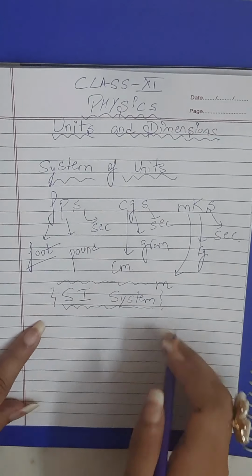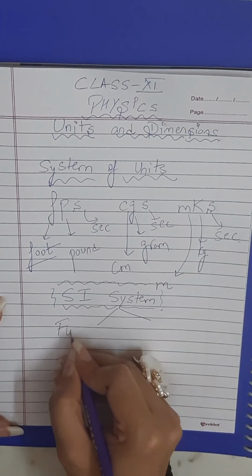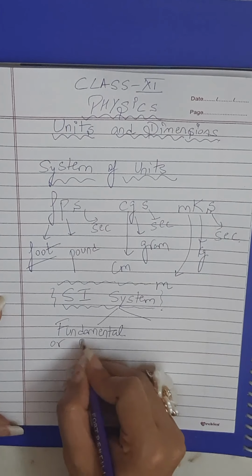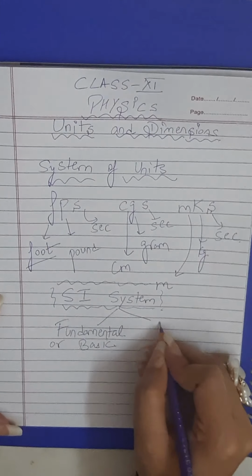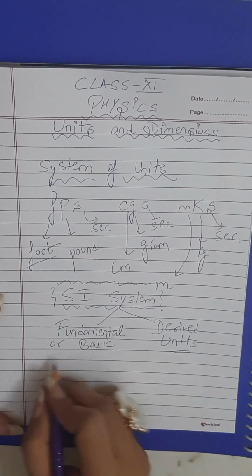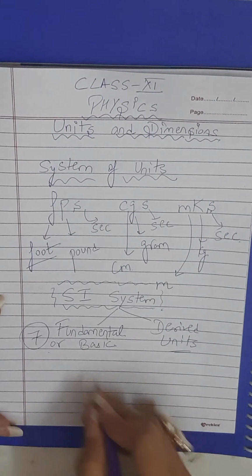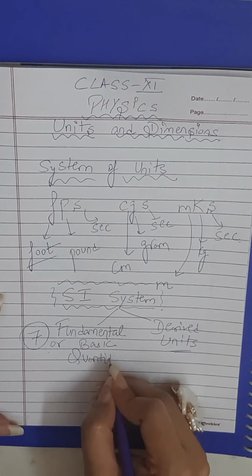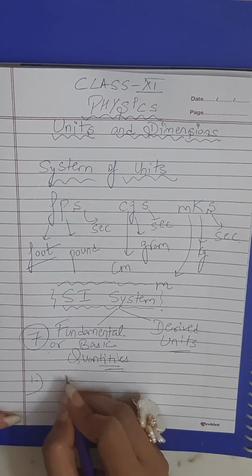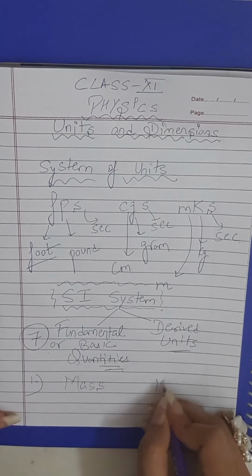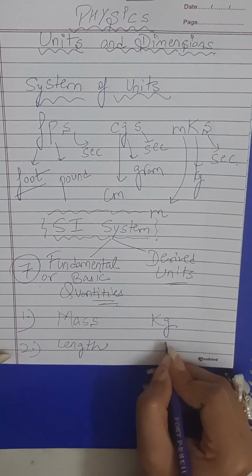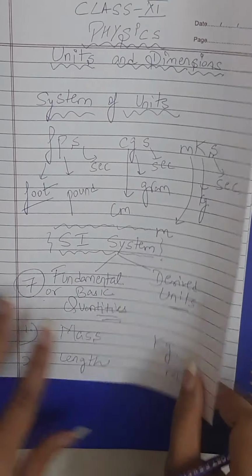And this SI system has two different categories of units. One is fundamental or basic units and second is derived units, जो फंडामेंटल यूनिट से ही मिलते हैं. फंडामेंटल और बेसिक हमारे पास 7 फंडामेंटल क्वांटिटीज हैं according to the SI system. The first quantity being mass, SI unit for this is kg. Second is length, SI unit for which is meter.